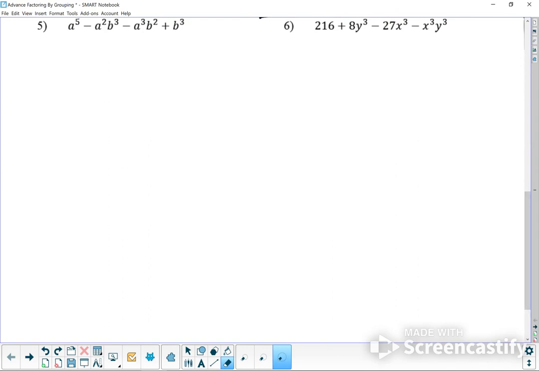Last two. So I'm going to go ahead and group it the way it is. Okay, and this one includes a minus, so I'm going to go ahead and put a plus in between it just to help me separate it. And I'm going to go ahead and factor out what I can. Start with right here, a squared. So factor out a squared, it'll leave me with a to a third minus, and if I factor out a squared, it's going to leave me with b to a third.